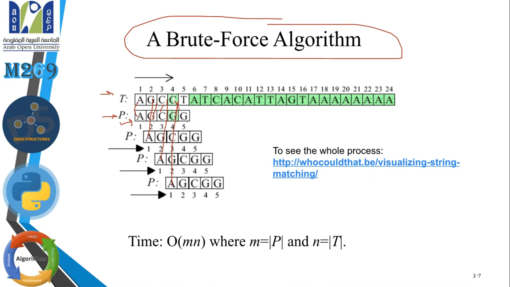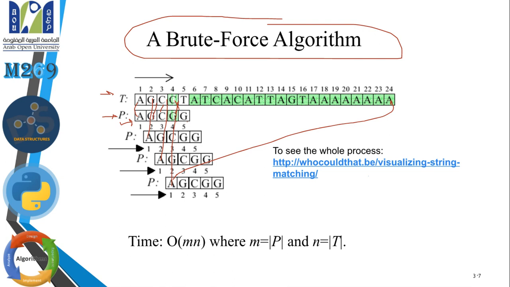So you need to track every single position of P that matches the positions of T. You stop when you find the pattern. Otherwise, you will reach the point where the pattern is compared to the last items of the text. Yes. Okay, so this is a very simple type of algorithm.